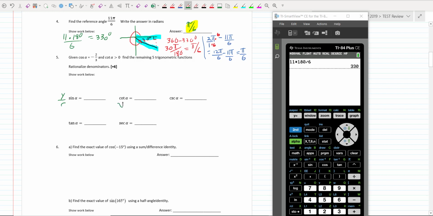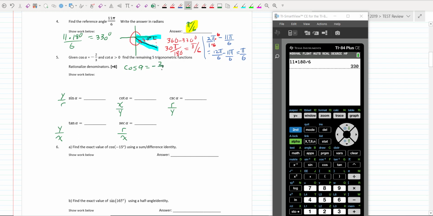The cotangent is x over y. The cosecant is r over y. The tangent is y over x. And the secant is r over x. So in this particular problem, you're given one trig function and enough information to figure out what quadrant you're in.